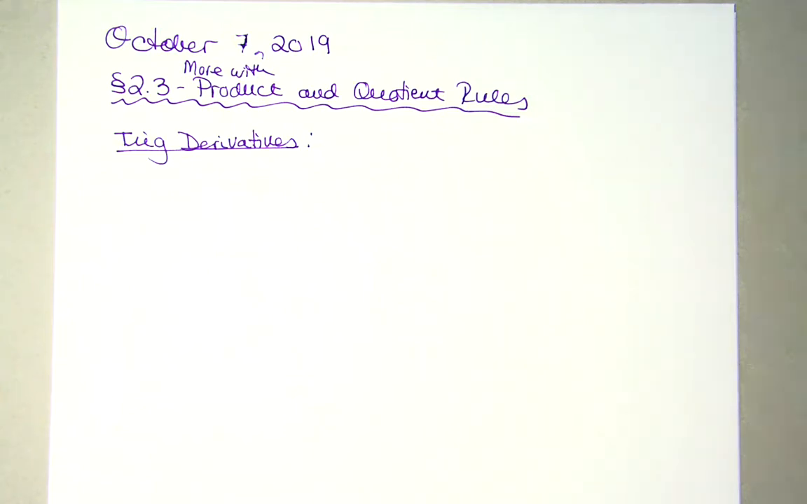So really what we're dealing with today is just a whole lot of random stuff that's kind of related to product rule, quotient rule, although some of it may be a little less related. But the first thing I want to deal with are some trig derivatives. You already know 2 trig derivatives, but we need to learn the other 4.